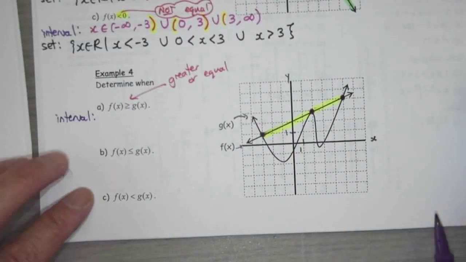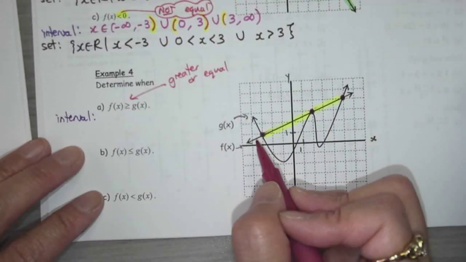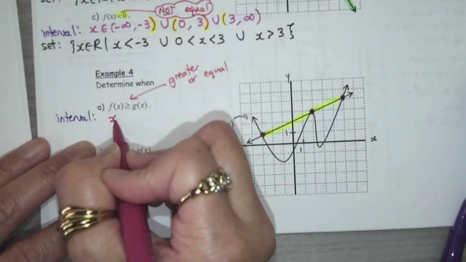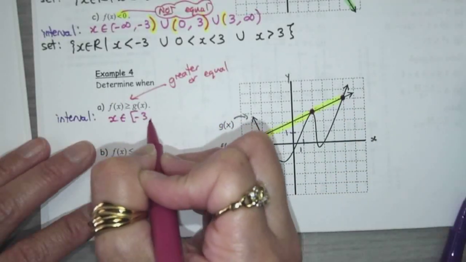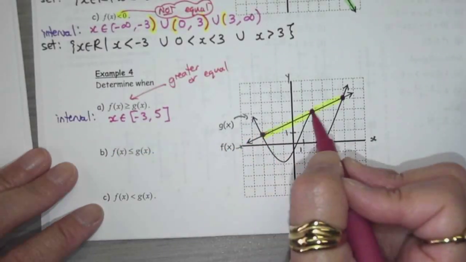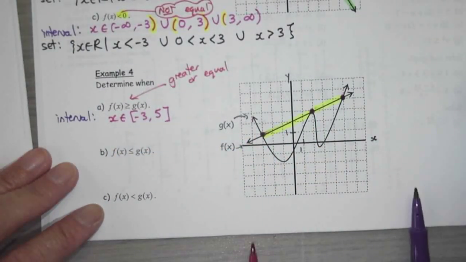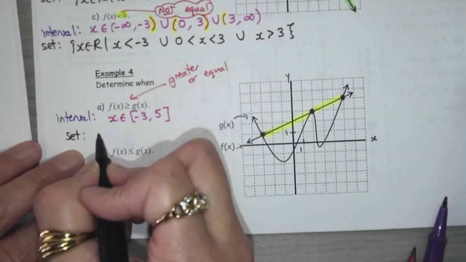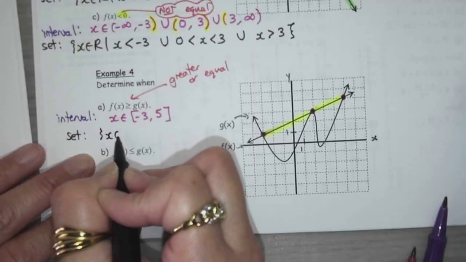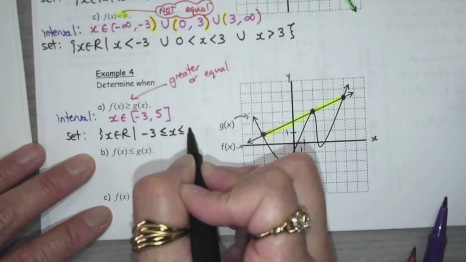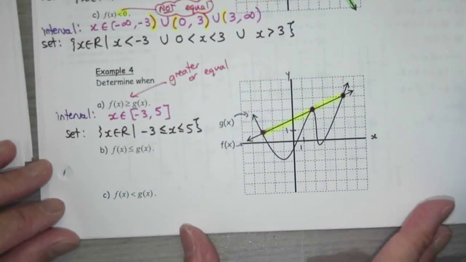For my interval, it'll be from the -3 all the way to the 5. So x is an element of, and it's going to be from -3 to 5, like that, including the dots, so no break there. And then for my set, it's going to be x as an element of the reals, and then from -3 to 5. So that's pretty straightforward.